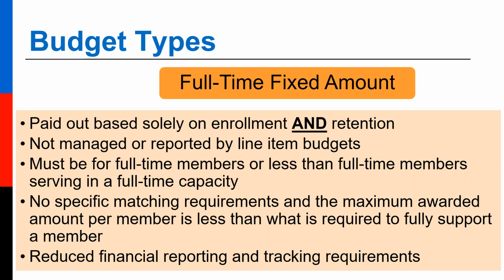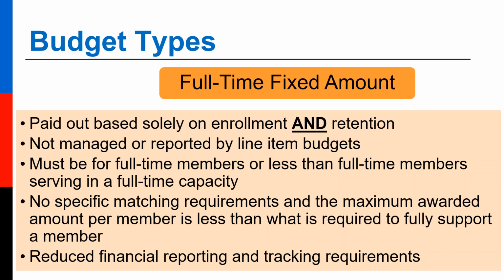The second budget type is full-time fixed amount. These funds are paid out based solely on AmeriCorps member enrollment and retention. This budget type differs from a cost reimbursement budget in that it is not managed or reported by line items. For a full-time fixed amount budget, the program design must be for full-time members or less than full-time members serving in a full-time capacity.